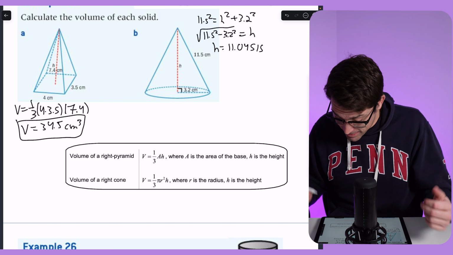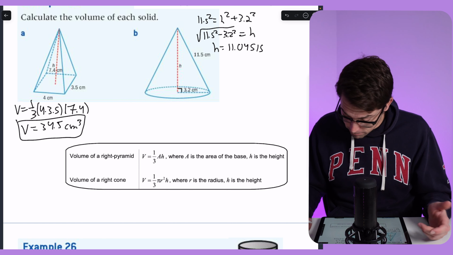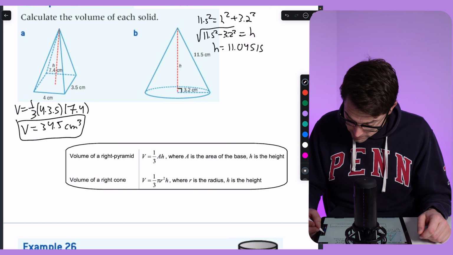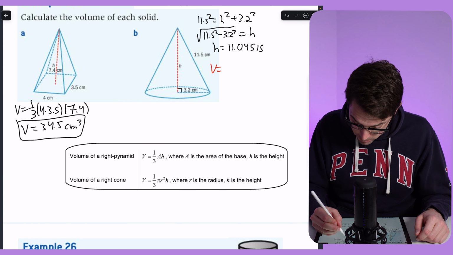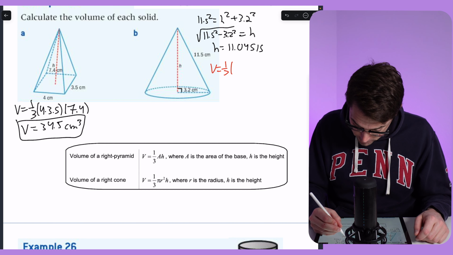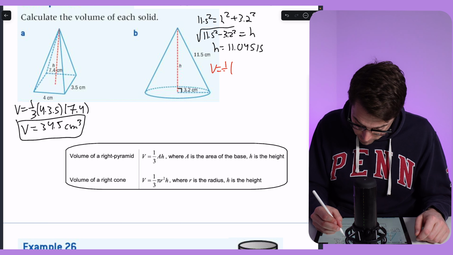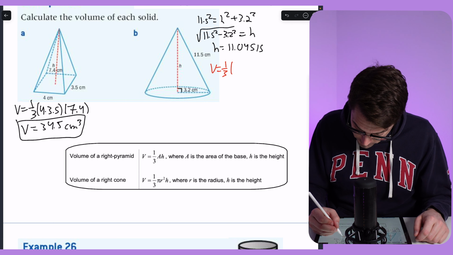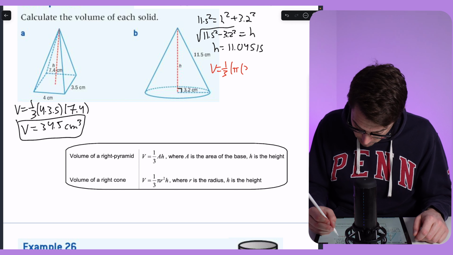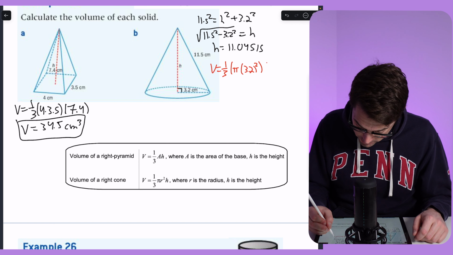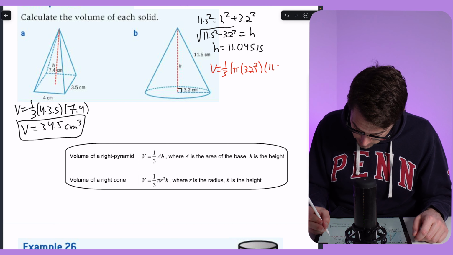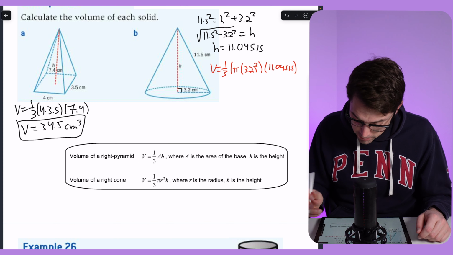Now, knowing that the height is that, well, I can now figure out what my volume is, because I know that the volume is going to be 1/3. That is one of the worst threes I've ever made in my life. There we go. Times pi, and we have r squared, which is going to be 3.2 squared, times the height, which is 11.04515, and so on.